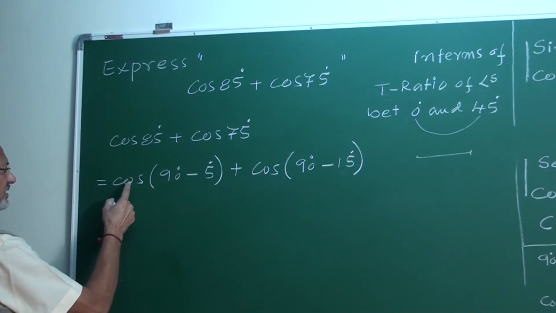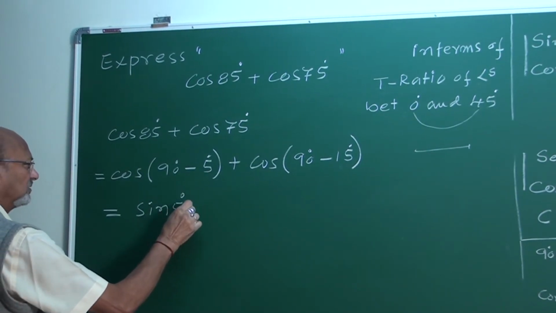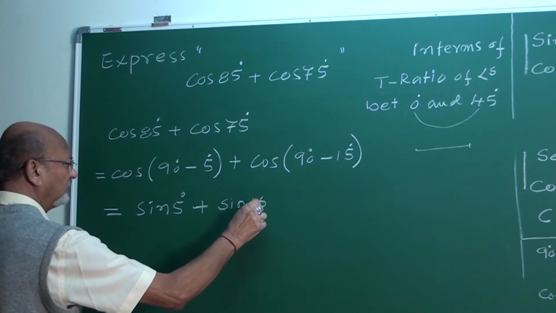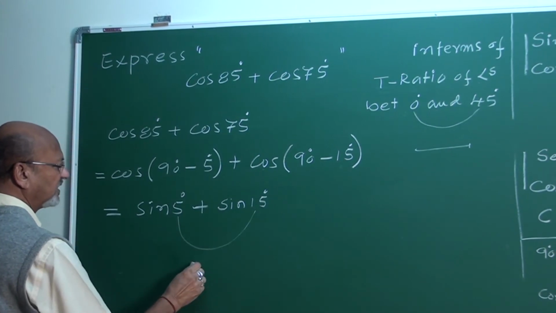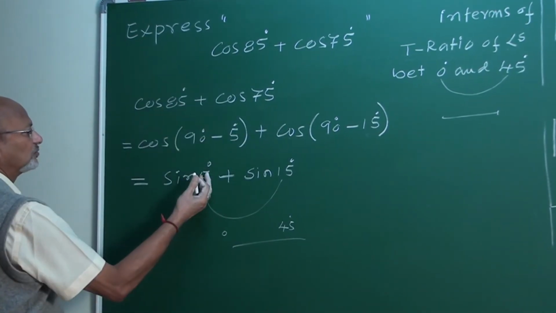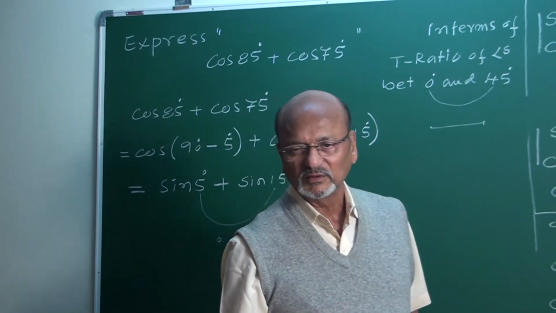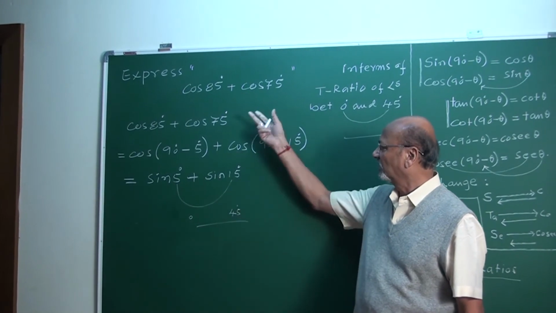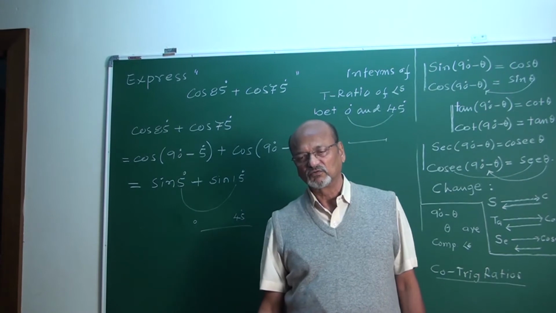Friends, with 90 minus theta, cos changes to sine. So it is sine 5 degrees plus sine 15 degrees. These two angles are between 0 and 45 degrees. Therefore, this equals this. Such examples, if the examiner wants, may be given for 1 mark. 1 mark means you have to write in 2 steps. For 2 marks, as you please, either this way or the way I did in the first example.